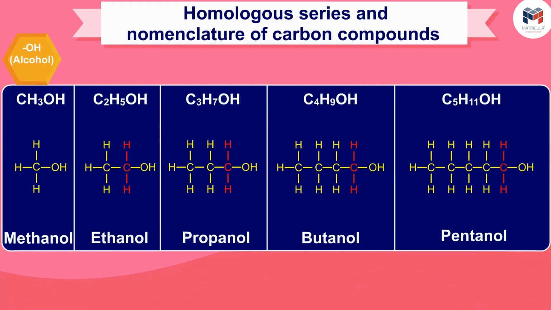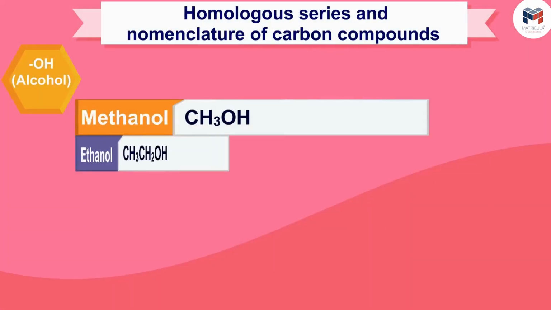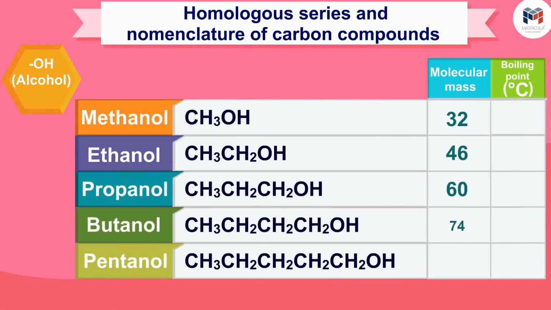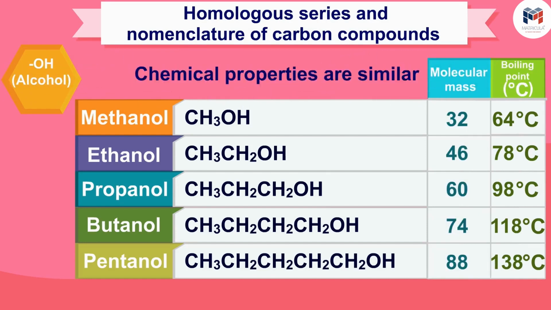The most important point is that it takes one CH2 and 14 mass units to move from one unit to another. When molecular mass increases in a homologous series, there is a gradation in physical properties. This is because the melting point and boiling point increase as the molecular mass increases. The chemical properties that are determined by the functional group remain the same in the homologous series.